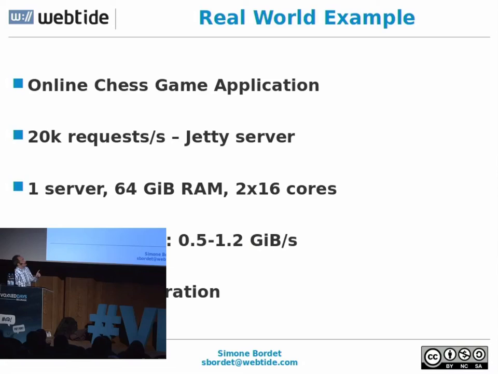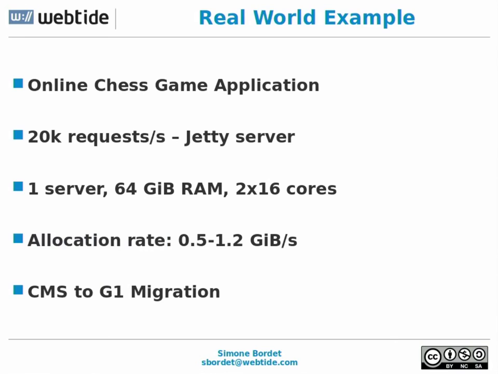Real world example now, like a war story. This is a customer of ours. It's an online chess game application. This single application has 20,000 requests per second on a single Jetty server. And it's one server, 64 gigabytes of RAM, and 2x16 cores, so it's 32 cores. Pretty big machine. The allocation rate of this application was between 0.5 and 1.2 gigabytes per second. Just imagine this application: one second has passed, one gigabyte of stuff allocated. It's a lot. So you really need to get this guy up and running well.